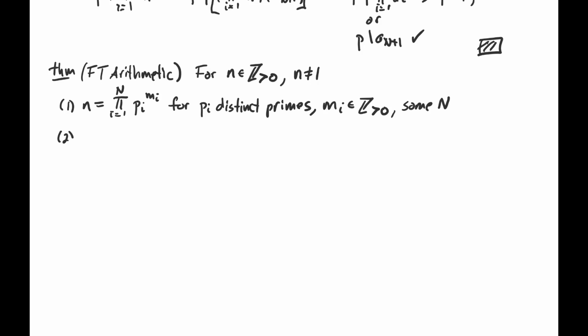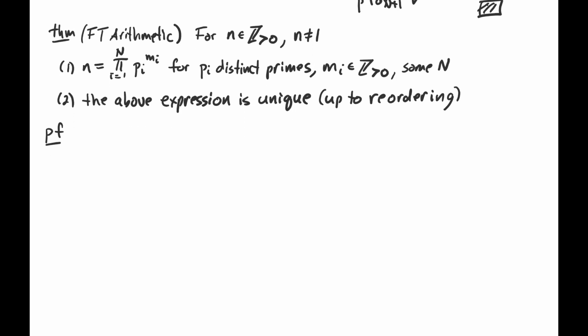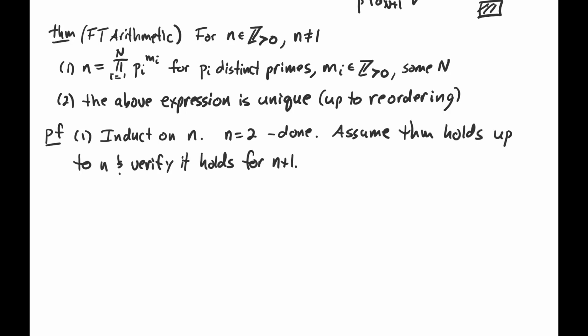And then the hardest part, I suppose, of this statement is that this expression is unique up to reordering. All right, the proof of this, the first part, is going to be induction on n. The first case is n is equal to 2, and, well, there it is. It's a product of primes. It's 2. So that's done.